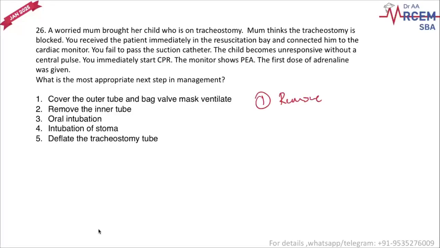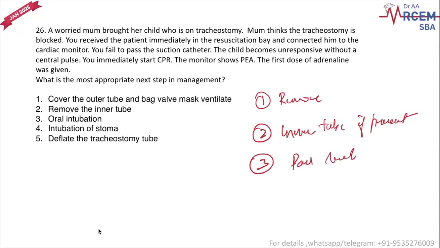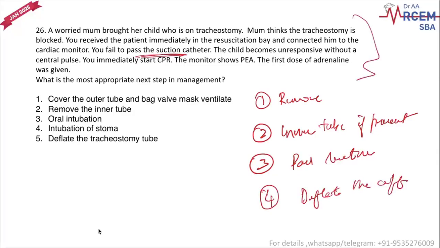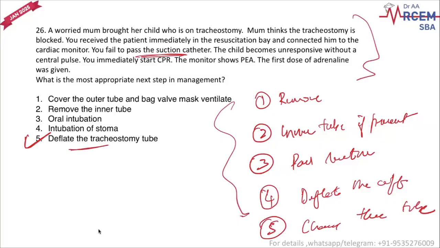First one is to remove the speaking valve or anything which is present there. Second step is to change the inner tube. You're not removing, you're changing the inner tube if present. If not present, you're not changing it. Next one is to pass the suction catheter. What they have mentioned here is they have passed the suction catheter and it has failed. So we need to go to the fourth step, which is to deflate the cuff. Have they deflated the cuff? They have not mentioned that they deflated the cuff here. So the right answer here will be deflate the cuff. If they have deflated the cuff, the fifth step is to change the tracheostomy tube. So this is the sequence of order. The right answer here is the fourth one.